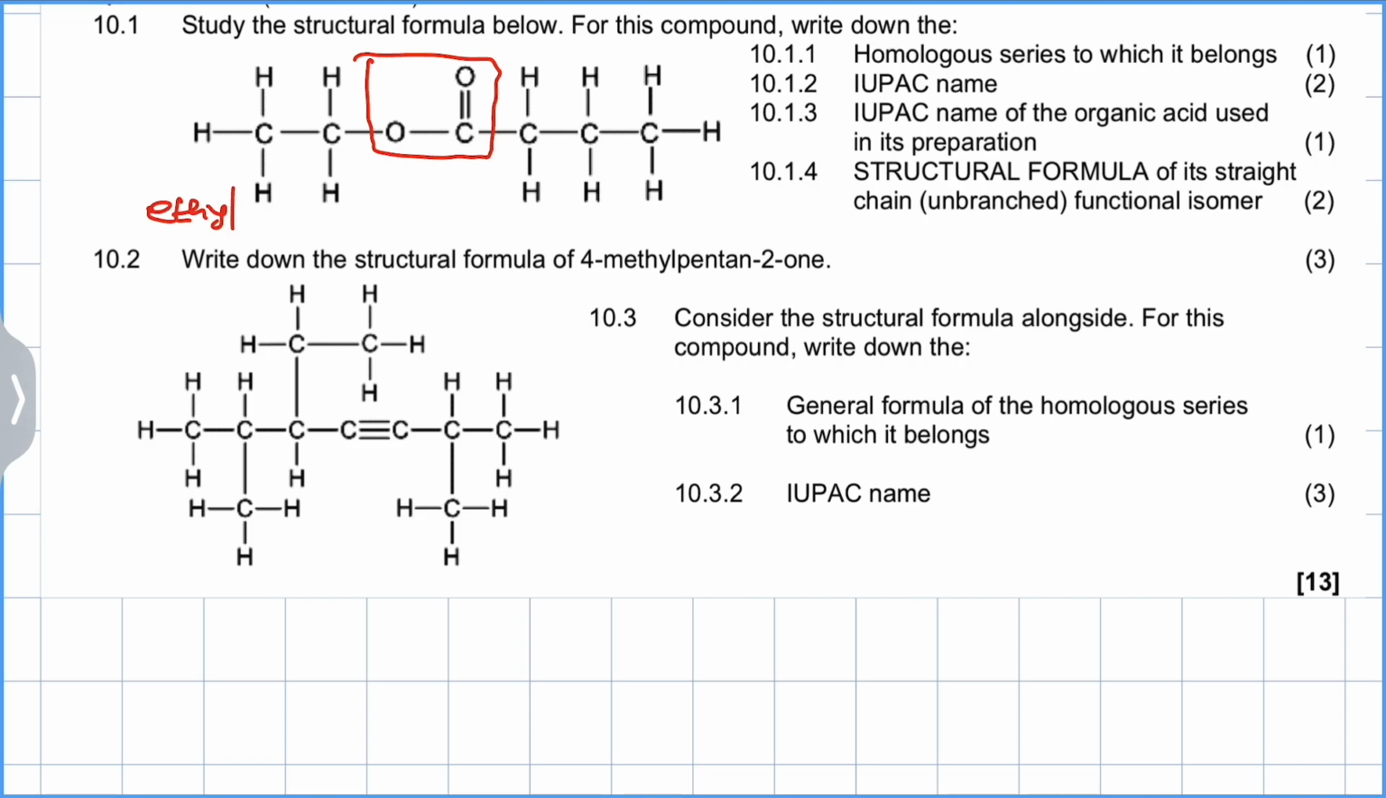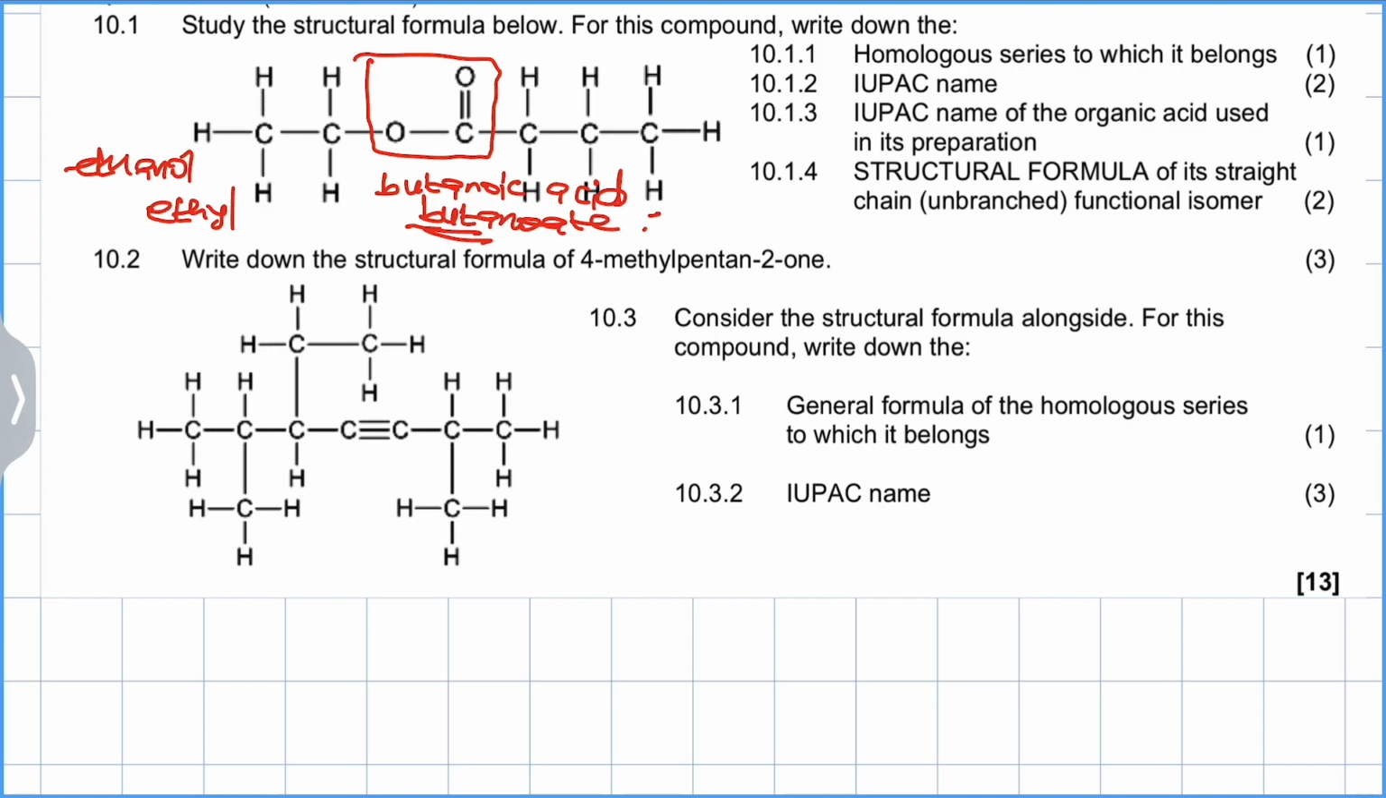So that will be what? Butanoate. Butanoate. That's coming from butanoic acid. This is coming from ethanol. This is from butanoic acid. Okay, so let's look at the questions.